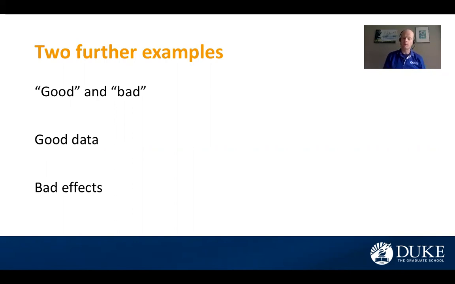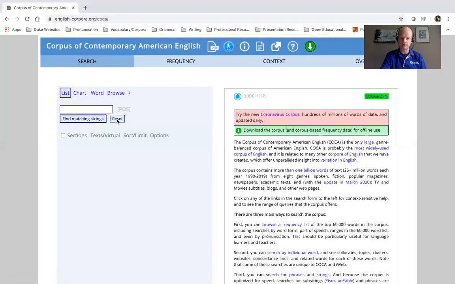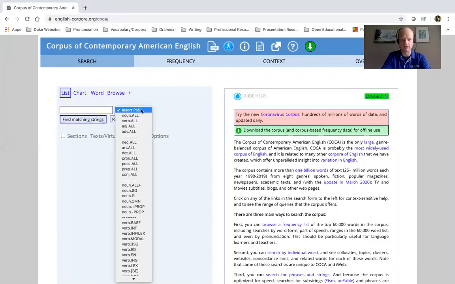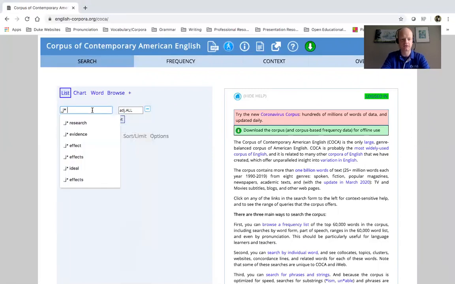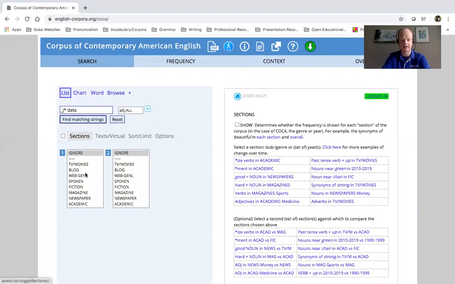So what we want to do is include a more academic, specific adjective that might be used to describe data, something that might be positive, right? So again, I would go here, I would search for, I would insert adjective, data, and let's limit this to academic.